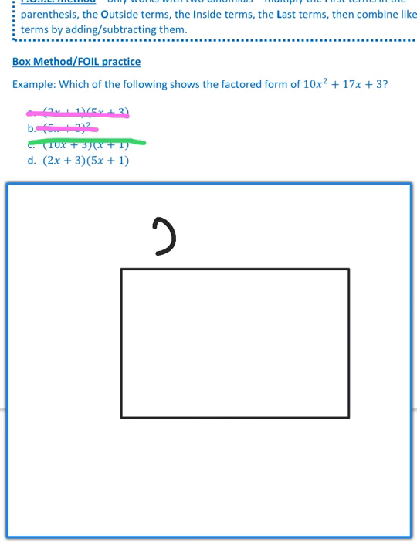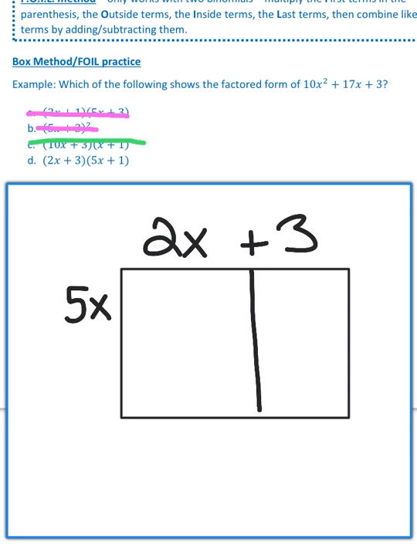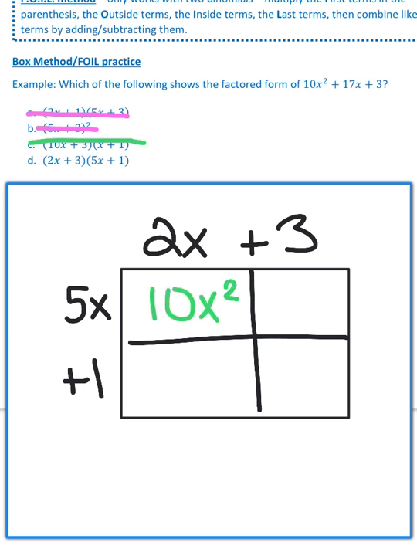So we're going to do 2x plus 3, draw our line, 5x plus 1, draw our line over, and the very first box is 2x times 5x, which is 10x squared, and then we're going to do 5x times 3, which is 15x, and that's a positive 15x. Inside this box, I'm going to have a positive 2x, and inside the last box, I have a positive 3.